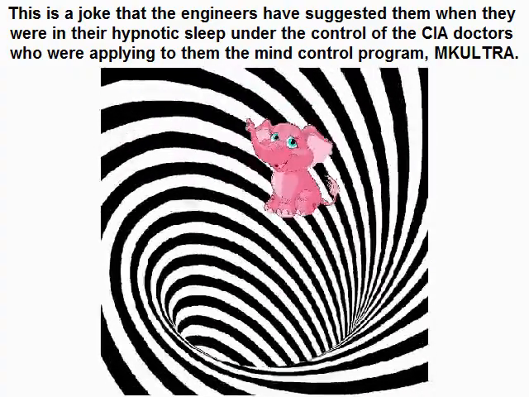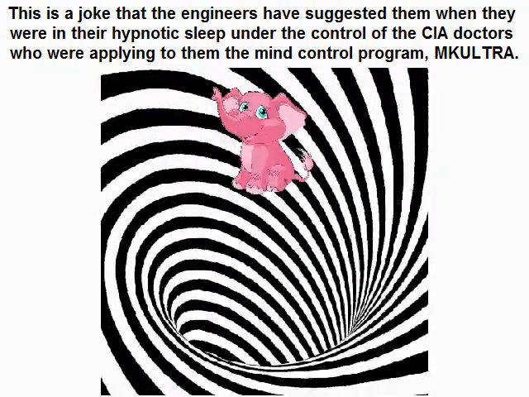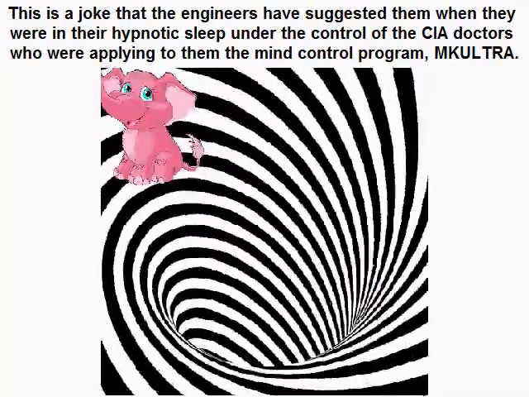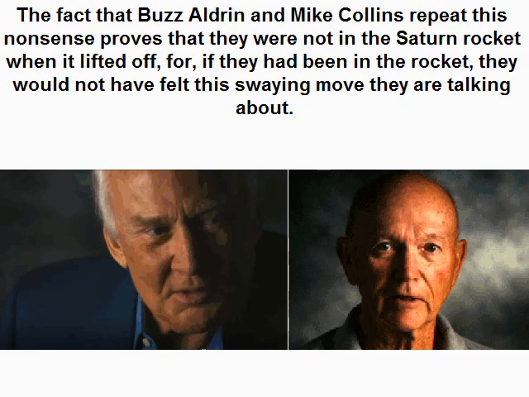This is a joke that the engineers have suggested to them when they were in the hypnotic sleep under the control of the CIA doctors who were applying to them the mind control program, MK Ultra. The fact that Buzz Aldrin and Mike Collins repeat this nonsense proves that they were not in the Saturn rocket when it lifted off, for, if they had been in the rocket, they would not have felt this swaying move they are talking about.